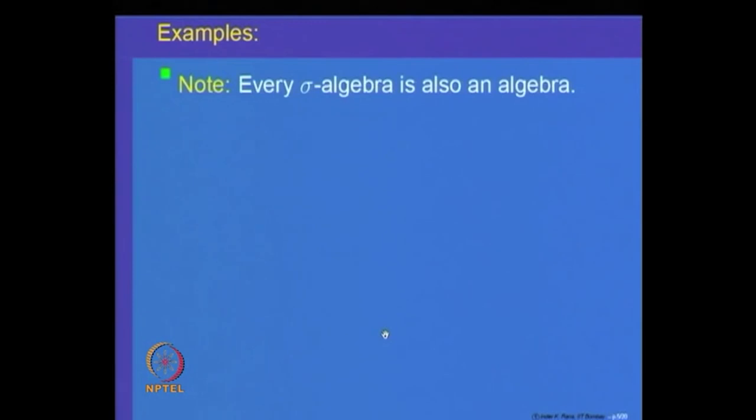One obvious observation: every sigma algebra is also an algebra, because a sigma algebra is a collection which is closed under countable unions, and an algebra only requires finite unions. Of course, both algebra and sigma algebra are closed under taking complements, and the empty set and the whole space are always members of both of them. So, every sigma algebra is also an algebra.